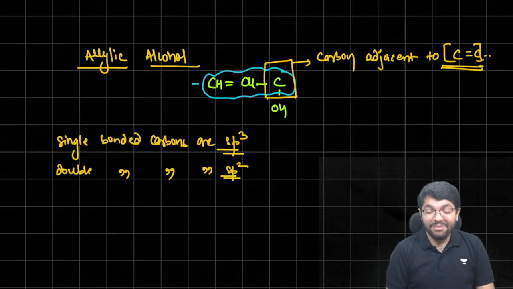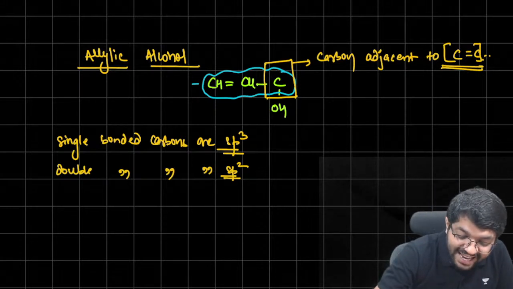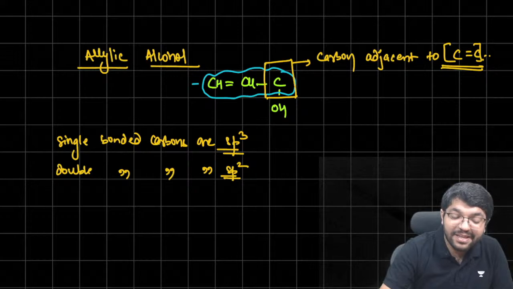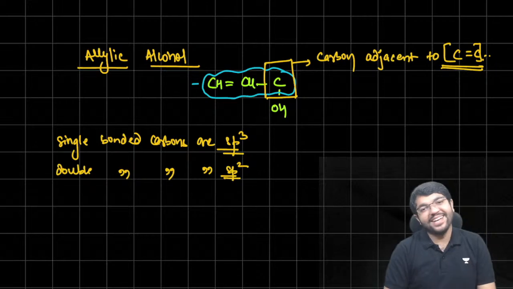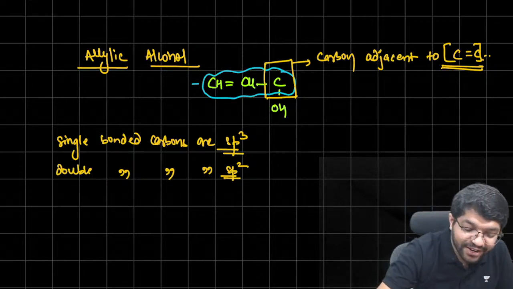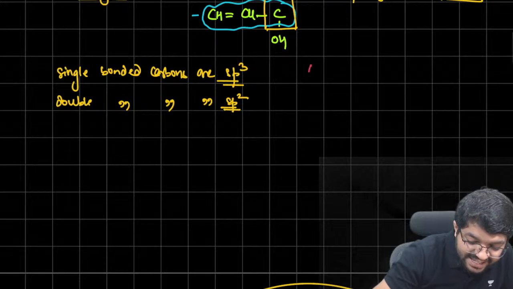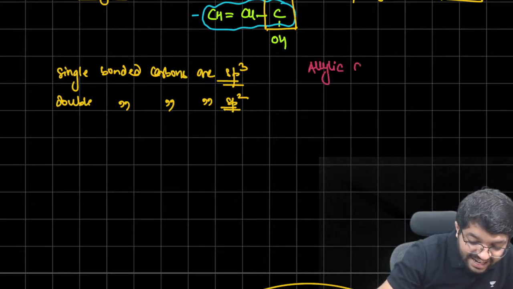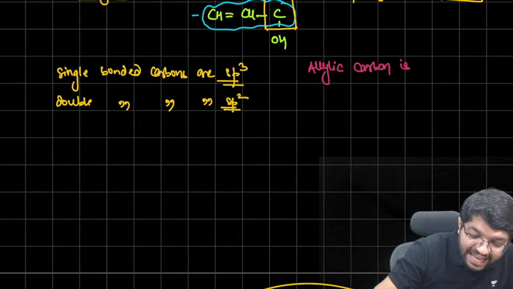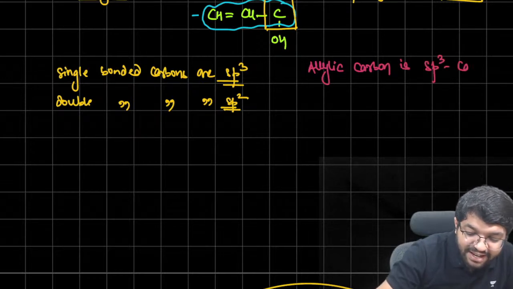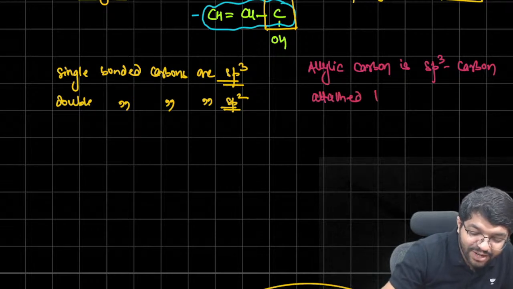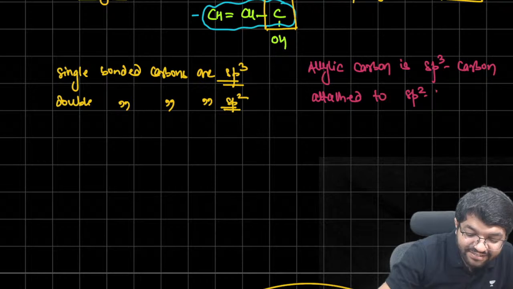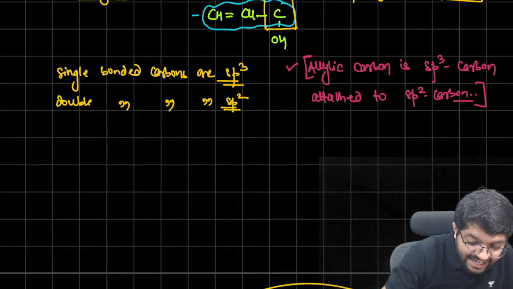Most important, I repeat it again. My allylic carbon is the sp3 carbon attached to sp2 carbon. Getting my point here? Allylic carbon is sp3 carbon attached to sp2 carbon. Very good. And this is how you define the allylic position.